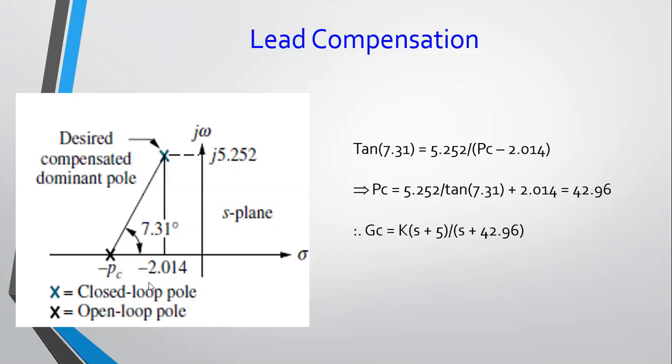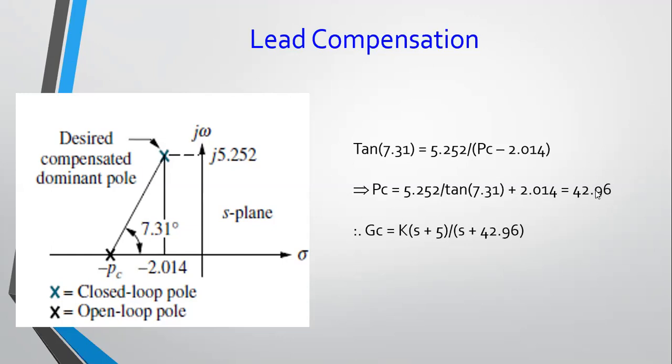And by trigonometry now, the tan of this angle, which we've got to be 7.31 degrees, has the opposite, which is the operating point's 5.252, divided by the distance. The distance side, of course, is the pole location PC. We put both as negative, so the distance is simply PC minus 2.014. This is what we have here. So if you solve for the position of the pole, we get 40.96. So I expect it quite far to the left.